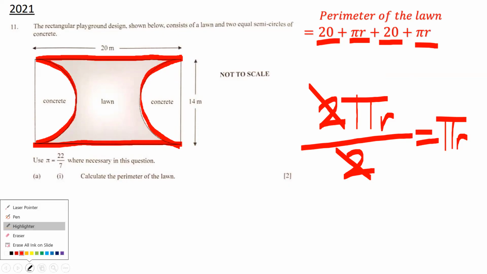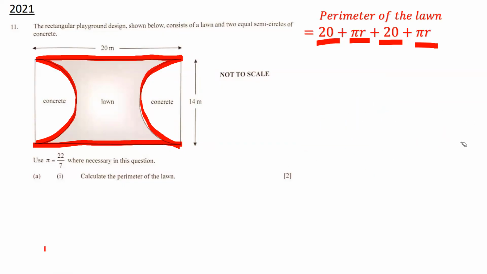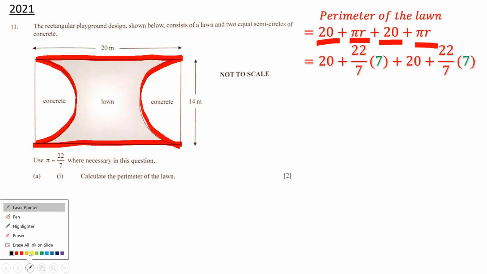Okay, let's move on to the next step. Here, what we have to do is substitute. What is pi? Well, pi is going to be 22/7. Now, what is r? The radius, by definition, is half of the diameter.